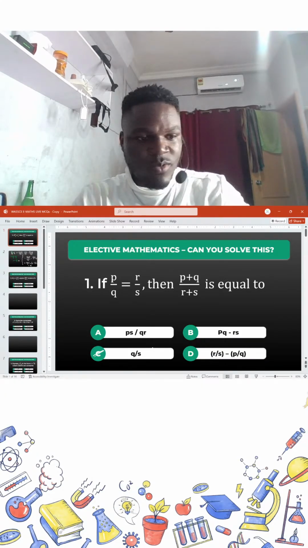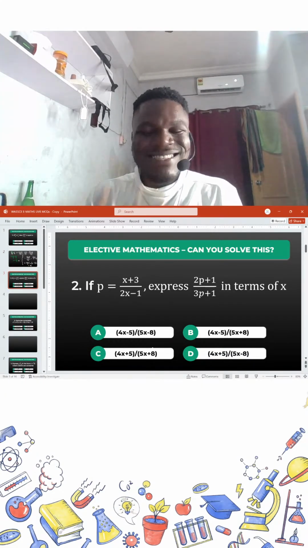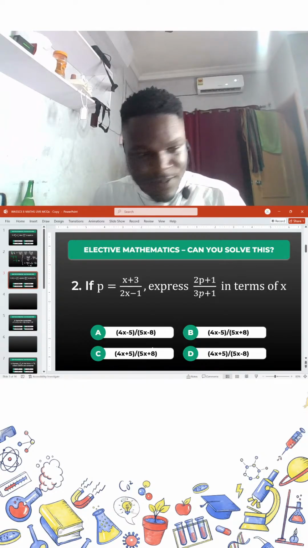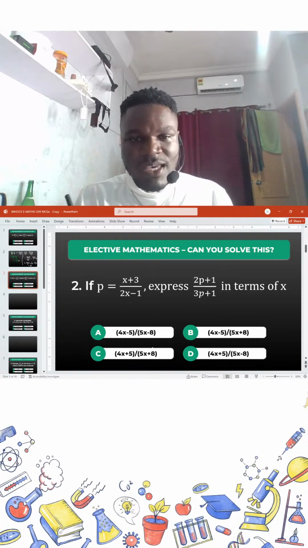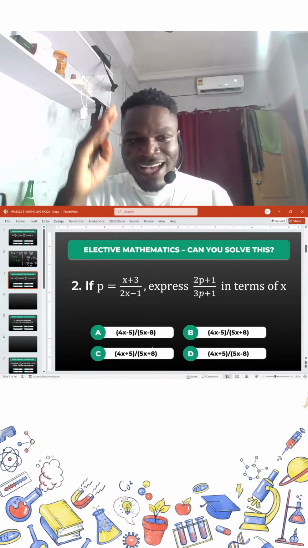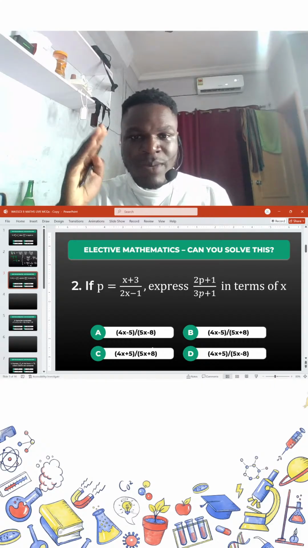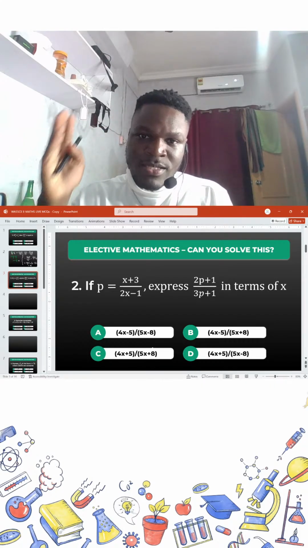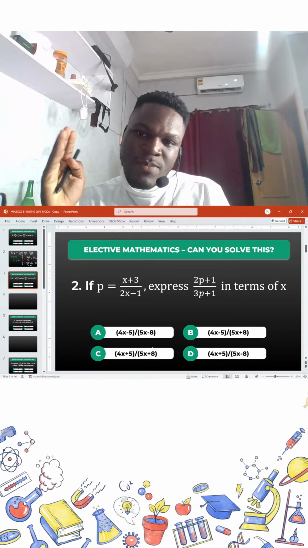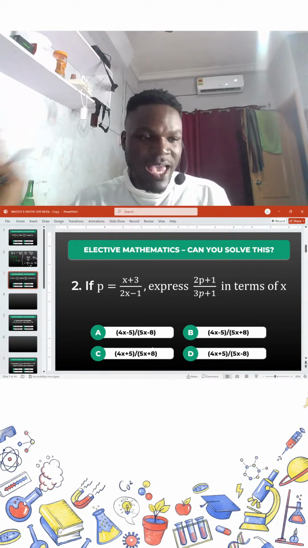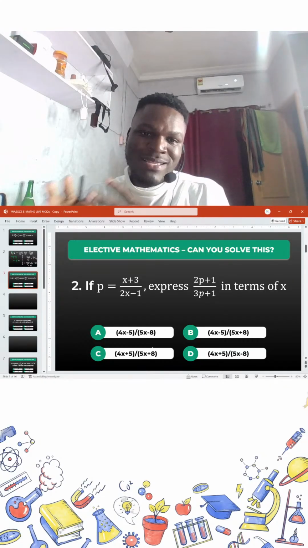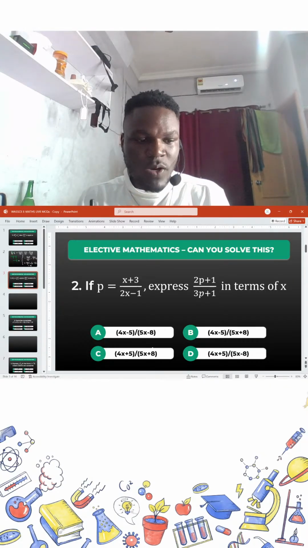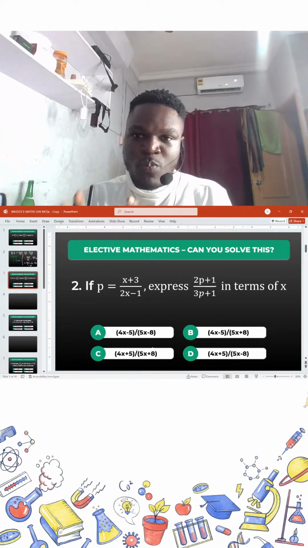Like I said, this is the first question, we've done it. Now let's look at the second question. Now if p is equal to the ratio x plus 3 divided by 2x minus 1, we have to express 2p plus 1 over 3p plus 1 in terms of x. I'll take the question again: if p is equal to x plus 3 over 2x minus 1, we have to express 2p plus 1 over 3p plus 1 in terms of x.